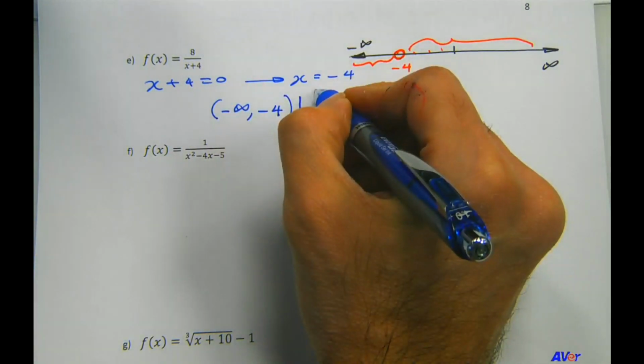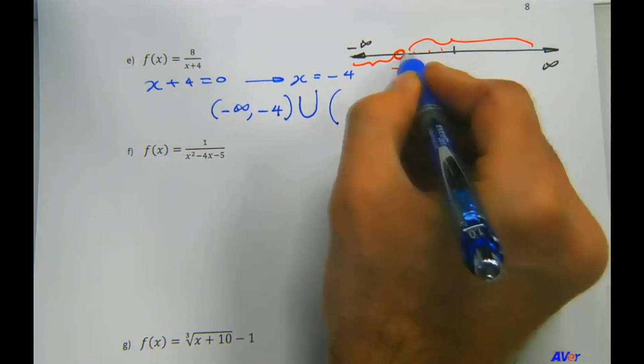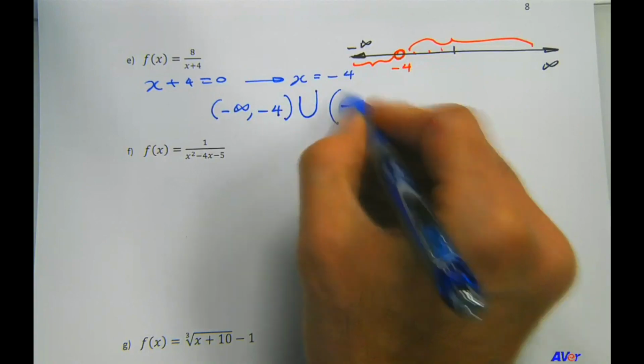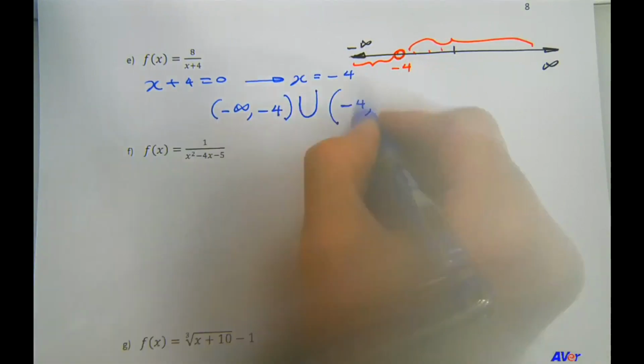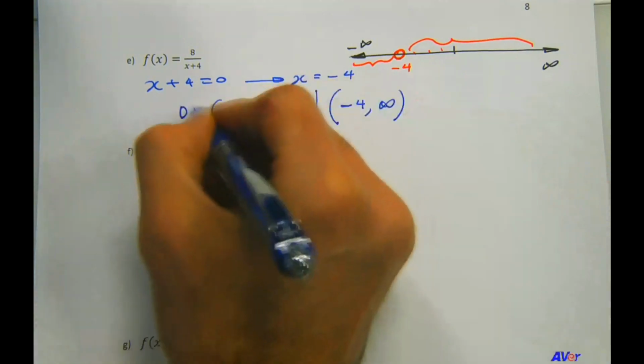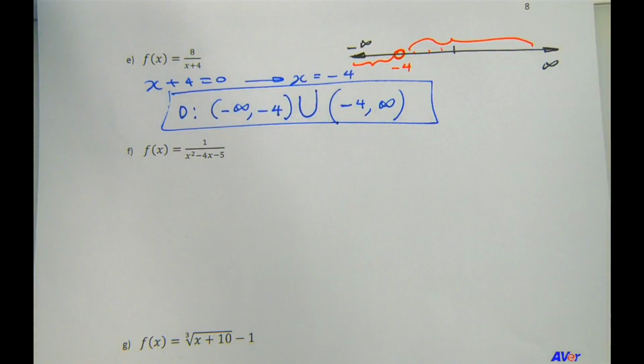Union, that piece, which starts right after negative 4. Negative 4, again with parenthesis, means negative 4 is excluded, comma, infinity. And that is the domain for that function.